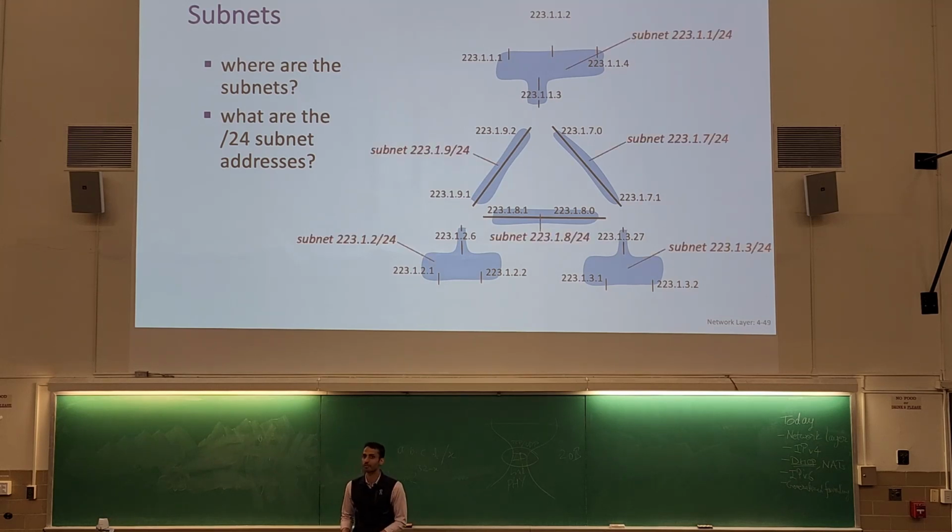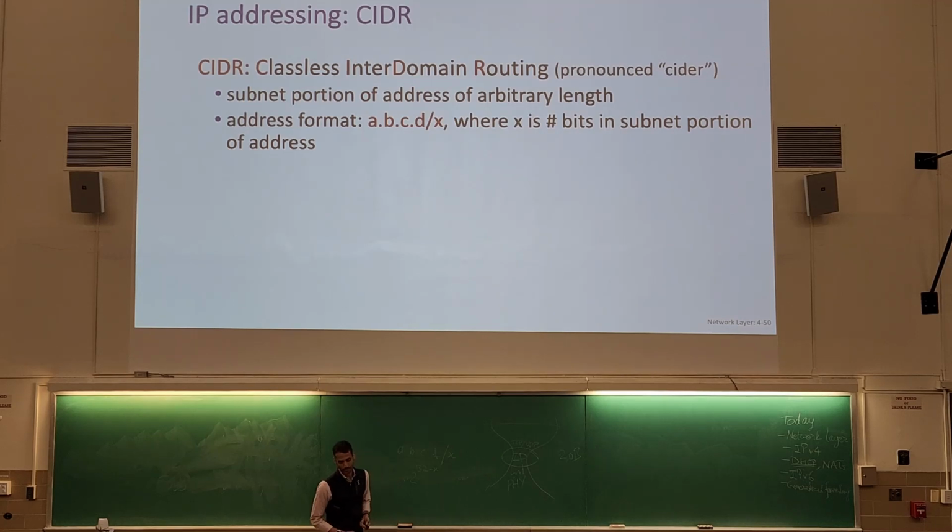In this example also, they happen to be /24, which means x is 24. But in general, it doesn't have to be an exact number. /24 subnets are very common, but it doesn't have to be /24. What all could it be? Well, that's the question answered by the notion of CIDR prefixes. This notation, a.b.c.d/x, is known as a CIDR prefix. CIDR stands for classless interdomain routing.